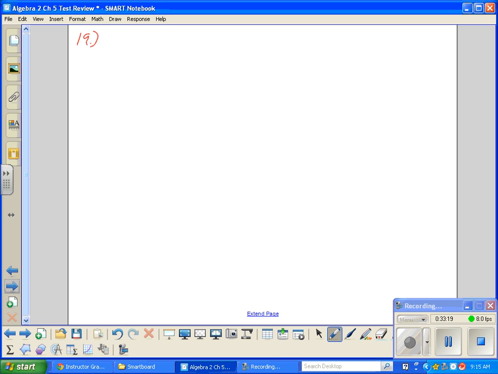Number 19, x squared minus 36 equals 0. And we're going to solve the quadratic equations by the method given, and the method given here is factoring.